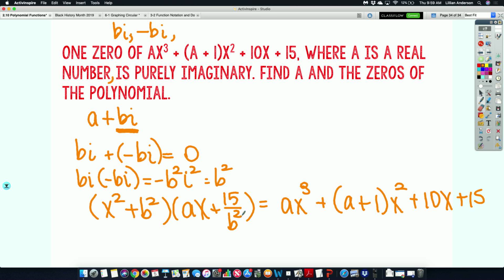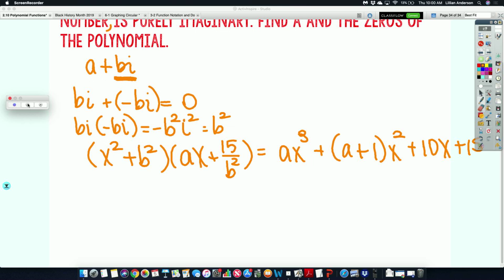So foil that. Find which piece is going to help you get to the value of a and also b, so you can actually find what your imaginary zeros are. This is quirky. So foil. b squared times a equals 10.